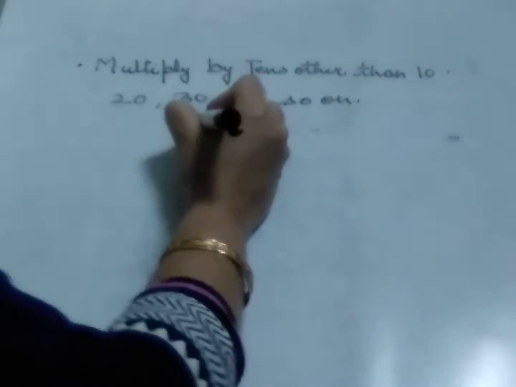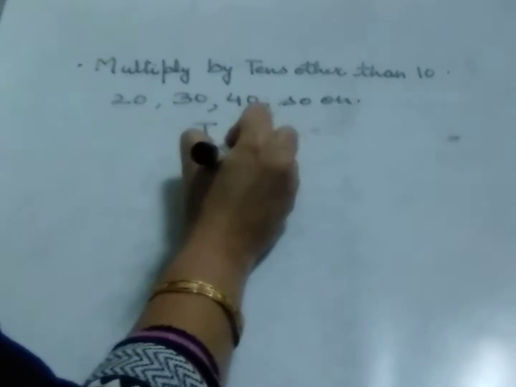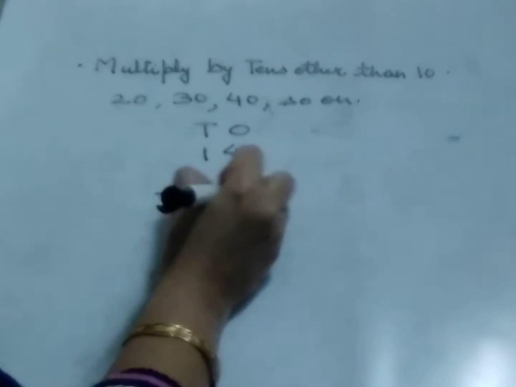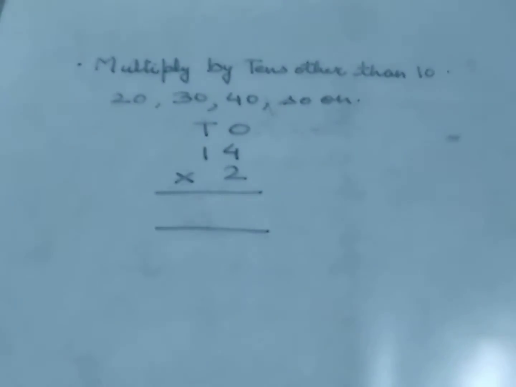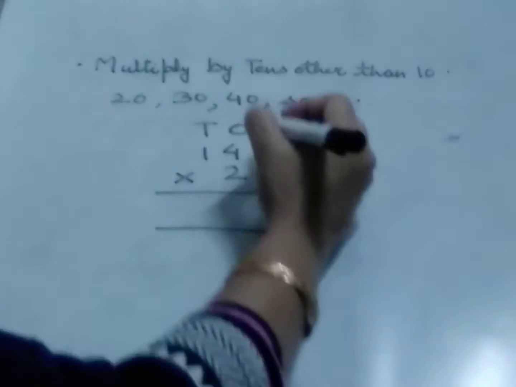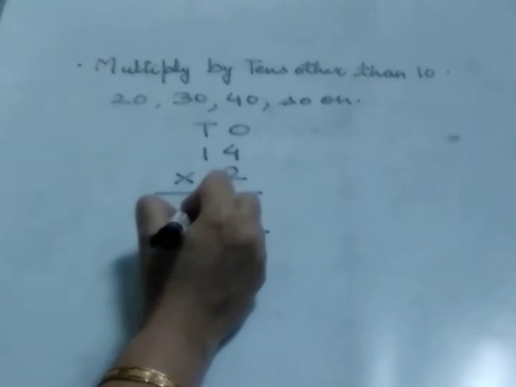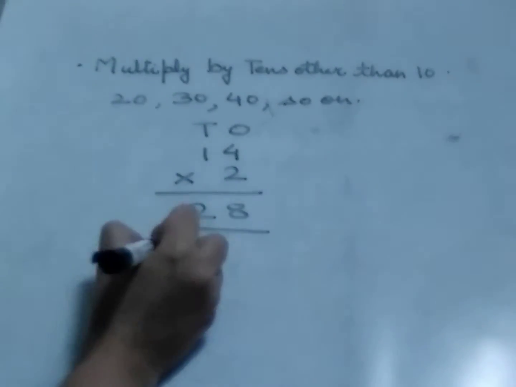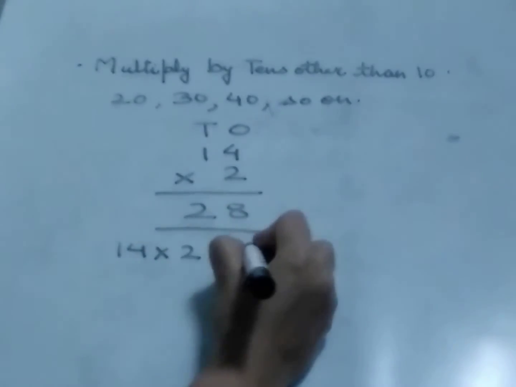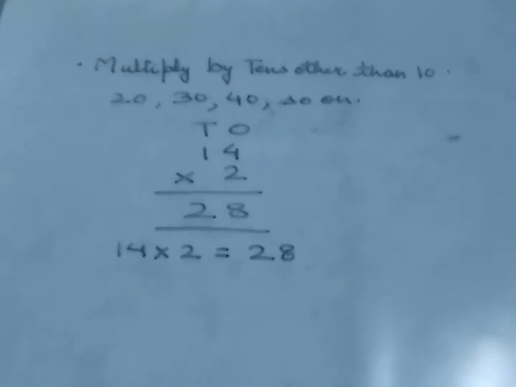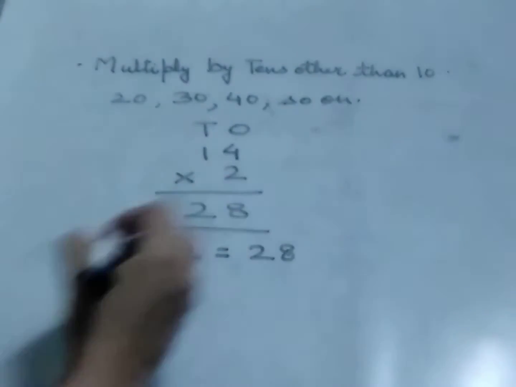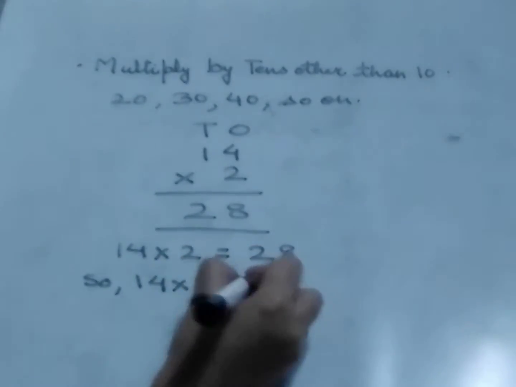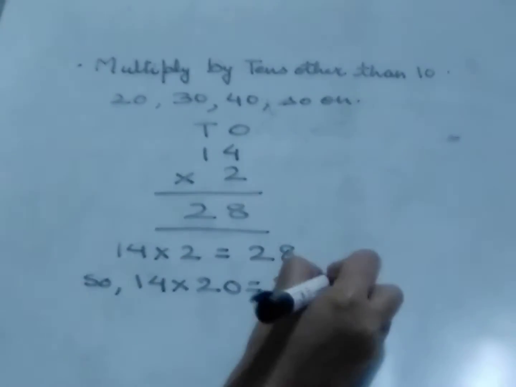For example, you have to multiply 14 by 20. So first of all, put out the 0. 2 fours are 8, 2 ones are 2, 28. That means 14 multiplied by 2 is equal to 28. Now in the product obtained, we add a 0 in the ones place. So 14 multiplied by 20 is equal to 280.